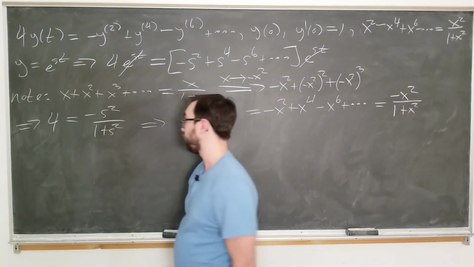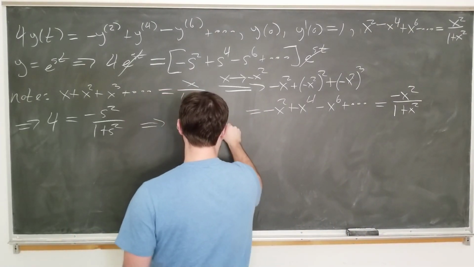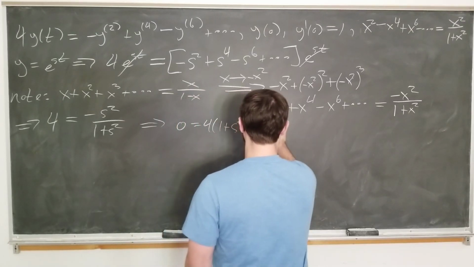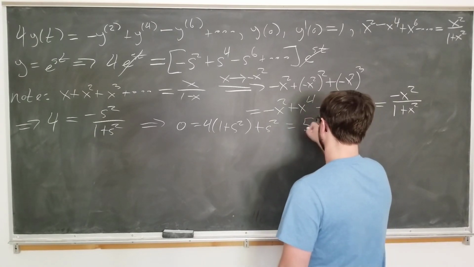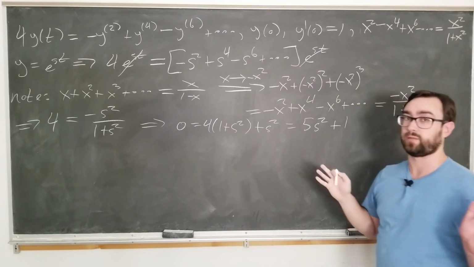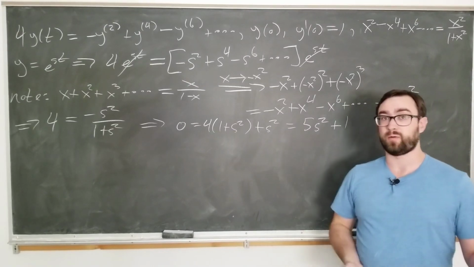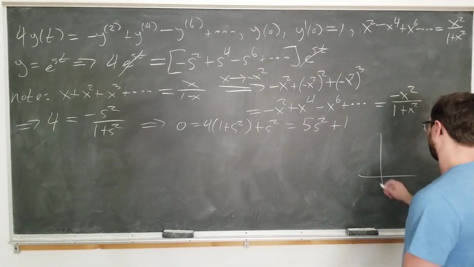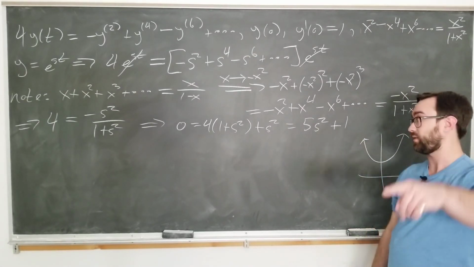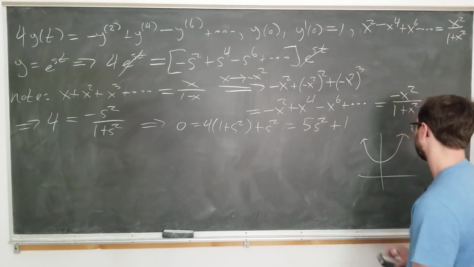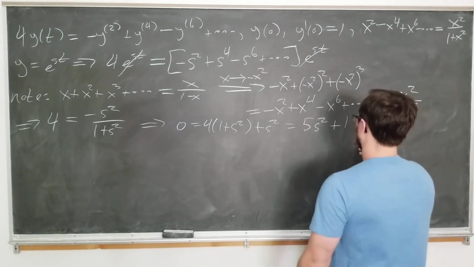Now we have a polynomial equation which we can set equal to 0. 0 is equal to 4 times 1 plus s squared plus s squared, which is 5s squared plus 4. Oh no, but wait. We have a positive polynomial equal to 0. How can this be? How can it possibly have roots? Well, they're complex, which is what we want. We'll see in a moment. No real roots, but still complex roots available.